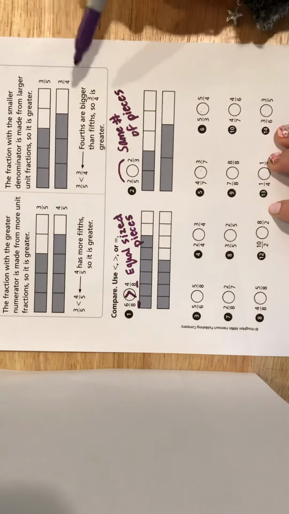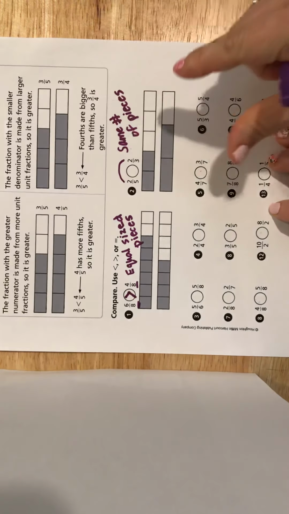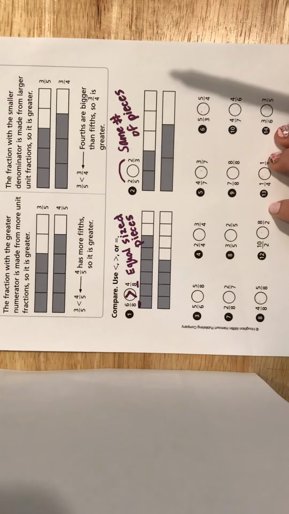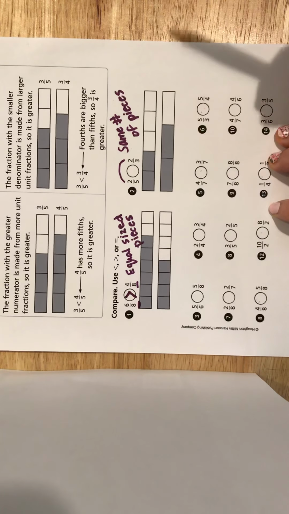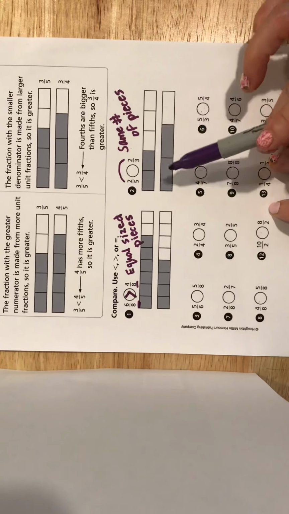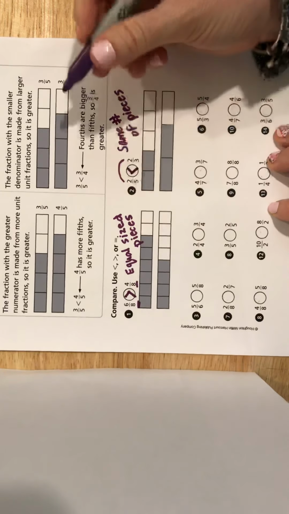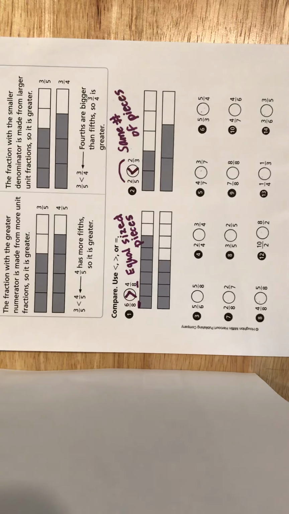But the difference this time is that one of them is cut into 5ths, so the pieces are a little smaller, and this one is cut into 3rds. And if we thought about our unit fraction, 1/3 is bigger than 1/5. So 2/3, double that, would be bigger. So when we have numerators that are the same, we go with the denominator that's smaller.